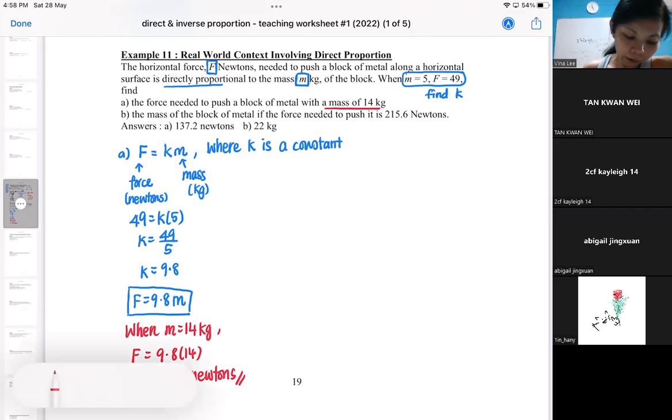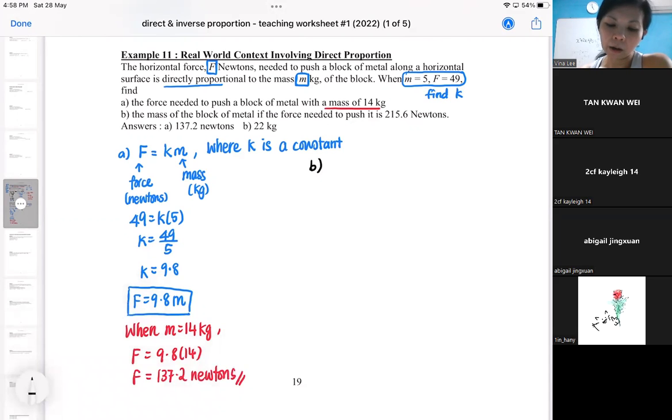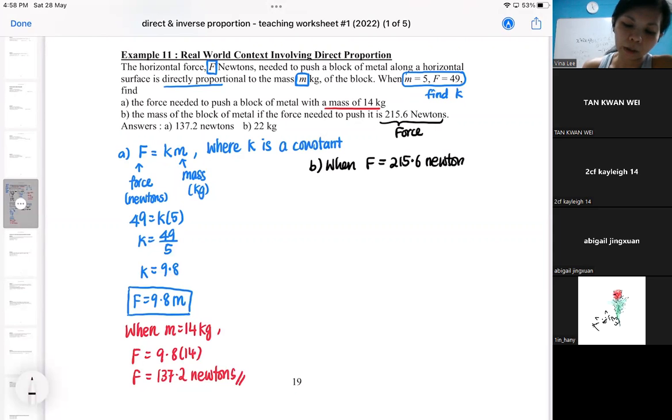So the same thing happens if you're on part B, right? If you're on part B, so now this is the amount of force. So what happens when the force is 215.6 Newton? So how much load are you pushing? So again, you put it into the formula. So 215.6 Newton is equal to 9.8 times M. So you are going to find the mass.